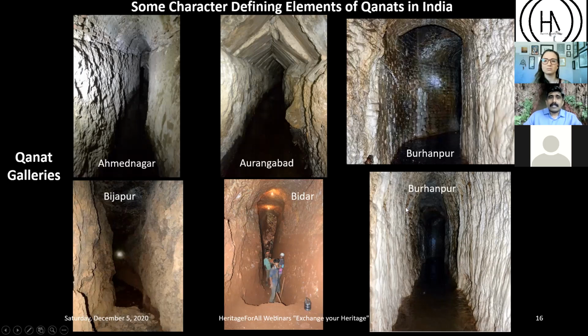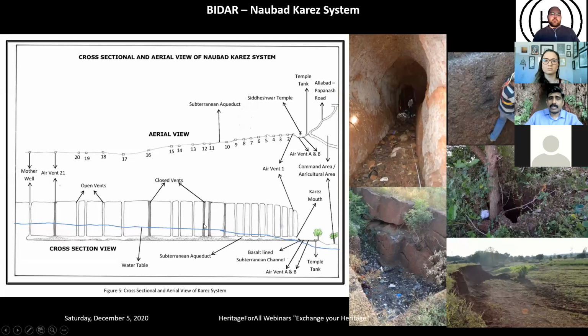Now, this is Bidar. In the initial phase when I ended up here, most of these vents were in closed condition. Some of them were not known. Here you can see some of the vents are missing as in the diagram. And even here you can see in the surface diagram, right? These vents are basically 50 meters apart. So there should have been more vents as such.